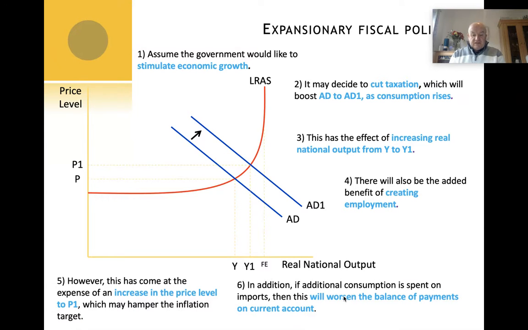Okay, if we consider that as well, another implication is that if we have this additional consumption that's been created by a reduction in tax, generally speaking, if we get higher levels of consumption, we tend to have a high propensity to spend any additional consumption on imports, and that clearly is also going to have an impact on the balance of payments on the current account, in that we're going to be spending more on imports, and that is going to mean that when we calculate our current account for the balance of payments, that's going to cause a worse position.